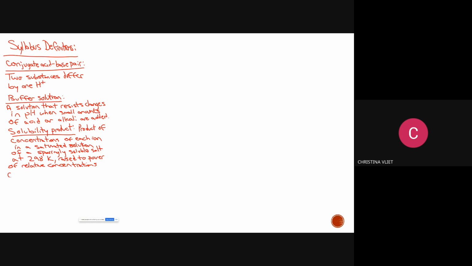The next definition, common ion effect. What is the common ion effect? It's a very common question. The reduction of solubility of a dissolved salt by adding a compound that has an ion in common.